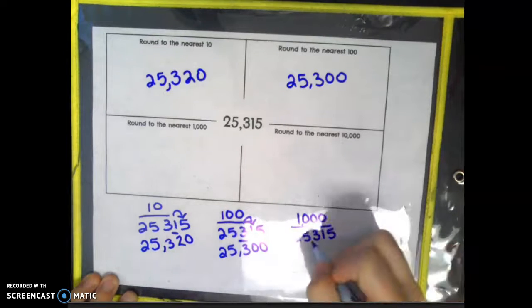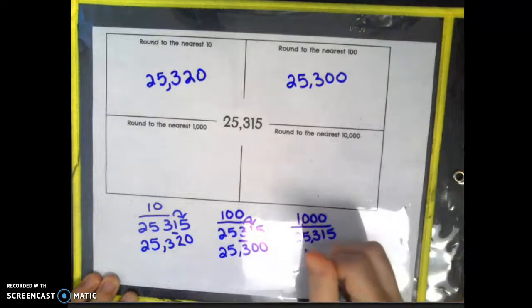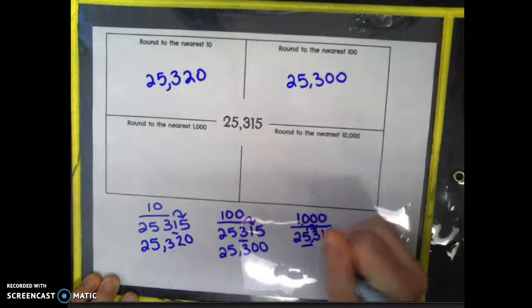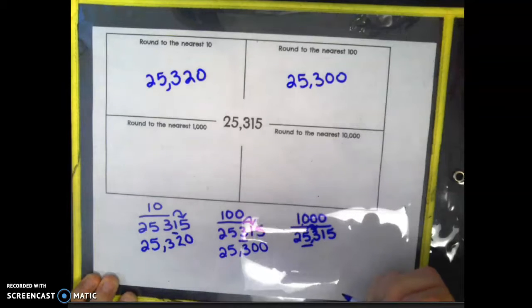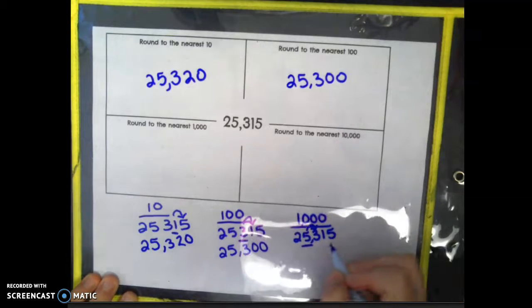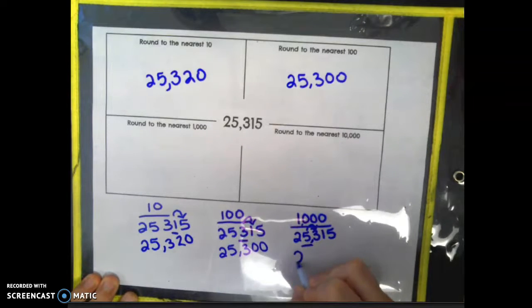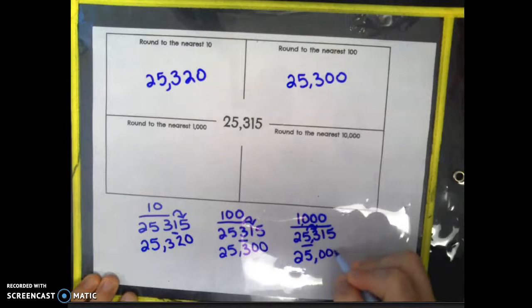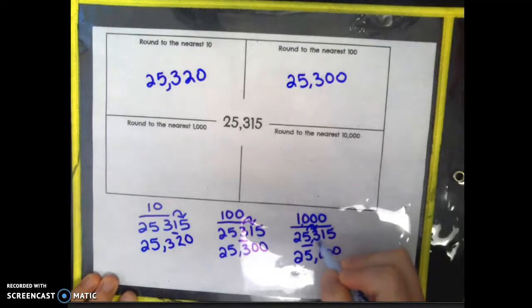25,315. We are going to round to the nearest thousands place. So now we are going to look next door at this 3. 4 or less, let it rest. 5 or more, up the score. 3 is less than 4, so our new number would be 25,000 because our 3 would go down.